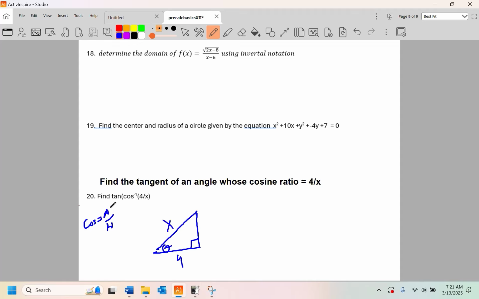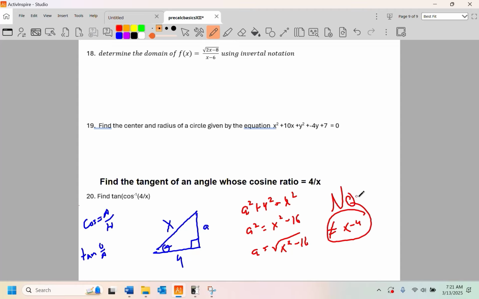So I'm going to need to do tangent. I'm going to need to know opposite over adjacent. So I'm going to have to figure out this missing leg here, and I'll just call it A. You can call it whatever letter of the alphabet you like. A squared plus 4 squared is x squared. A squared is x squared minus 16. So A is the root of x squared minus 16, which is not x minus 4, okay? It's not. Don't do that. It's just root of x squared minus 16.